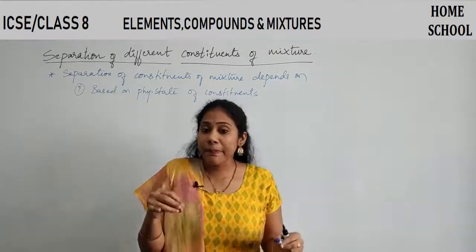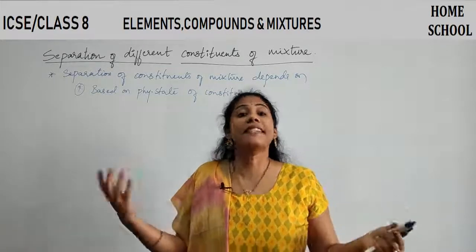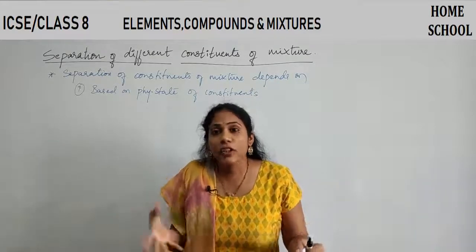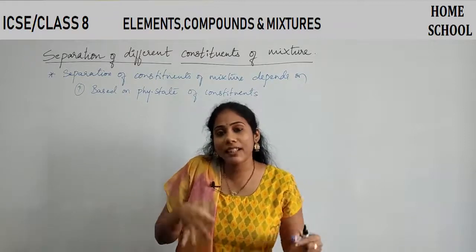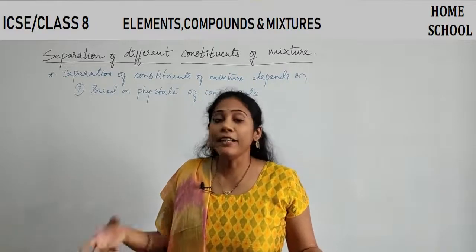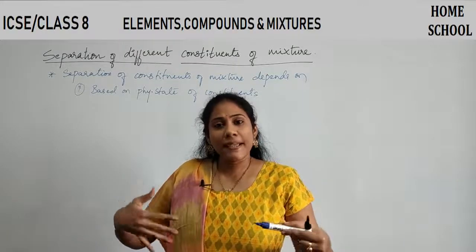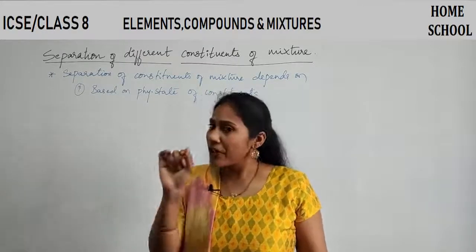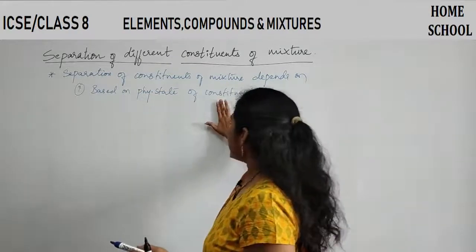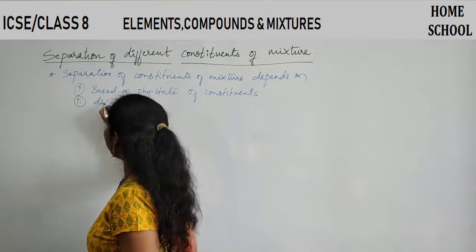Sometimes the separation method to be selected can depend on the physical state of the constituent. That means whether a constituent particle is in a solid state or a liquid state. Say if one constituent particle is a solid and the other one is a liquid, easily you can separate, isn't it? And if both the components are solid, then what method do we have to select? So the separation method to be selected, most of the time, depends on the physical state of constituents.